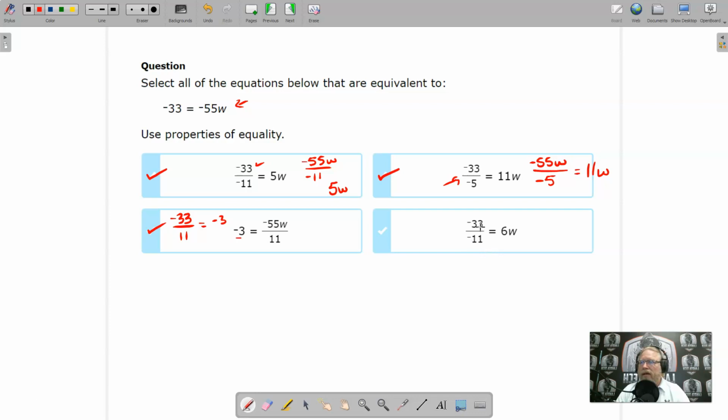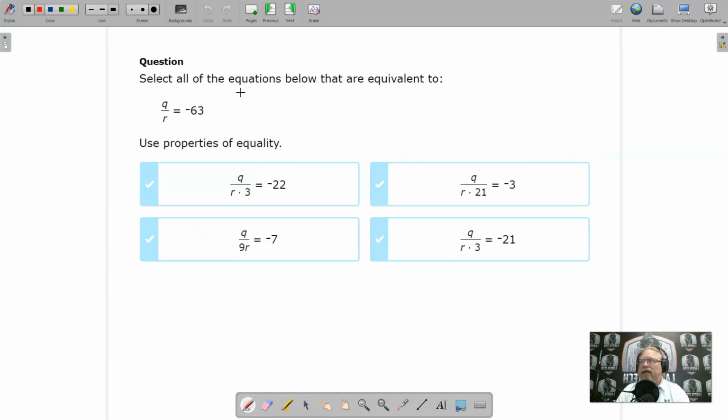On the next one, it looks like we're dividing negative 33 by negative 11. So let's go ahead and take negative 55w, and we're going to divide it by negative 11, because that's what they did to the left, right? Now we're trying to see, do we get 6w? Well, in this case, negative divided by negative is positive. That part checks out. 55 divided by 11 equals 5, and we'd still have the w, and 5w is not the same as 6w, so this one would be incorrect.